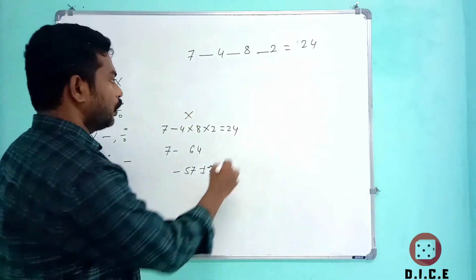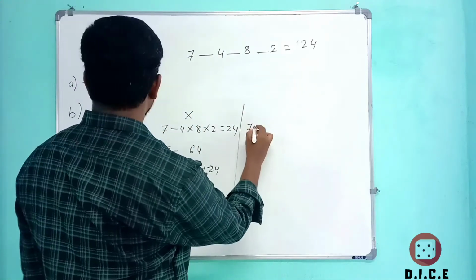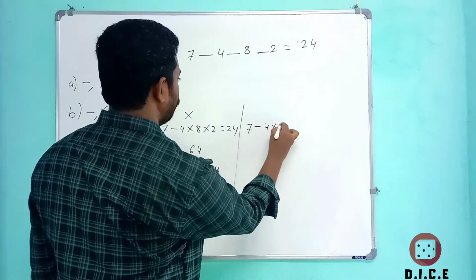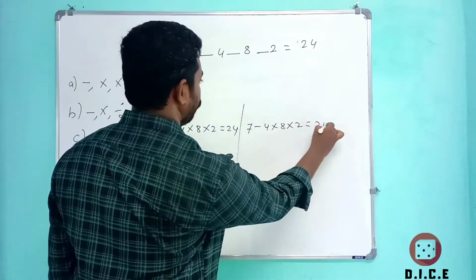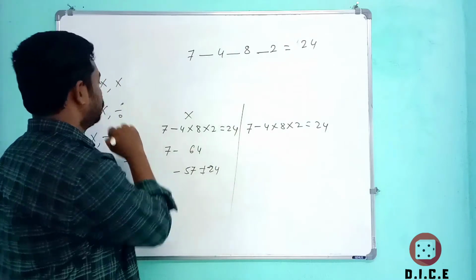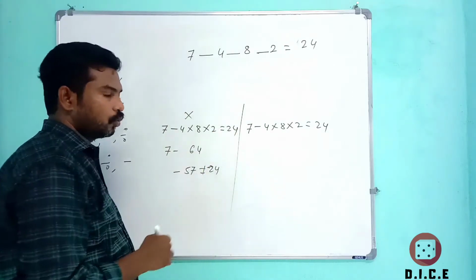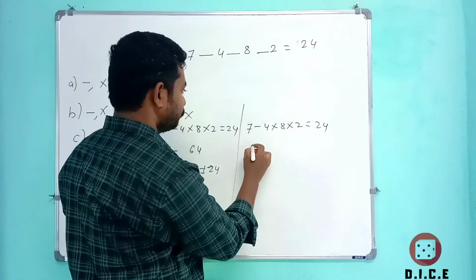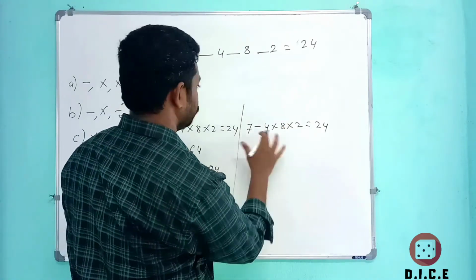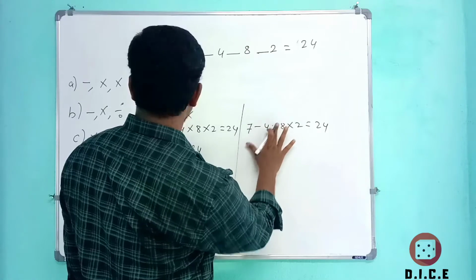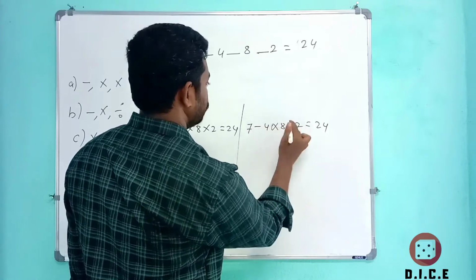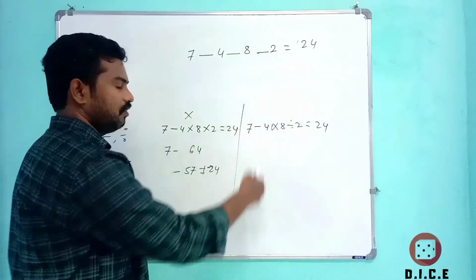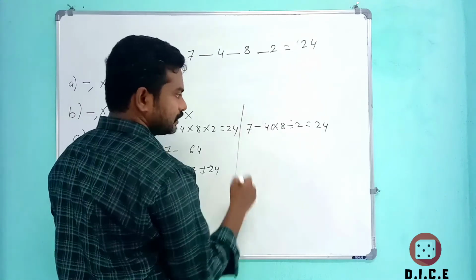Now let us see the second option, that is 7 minus 4 into 8 divided by 2 is equal to 24. In the case of the second option, we are following the rule BODMAS. Sorry, the second option is minus, into and division here.